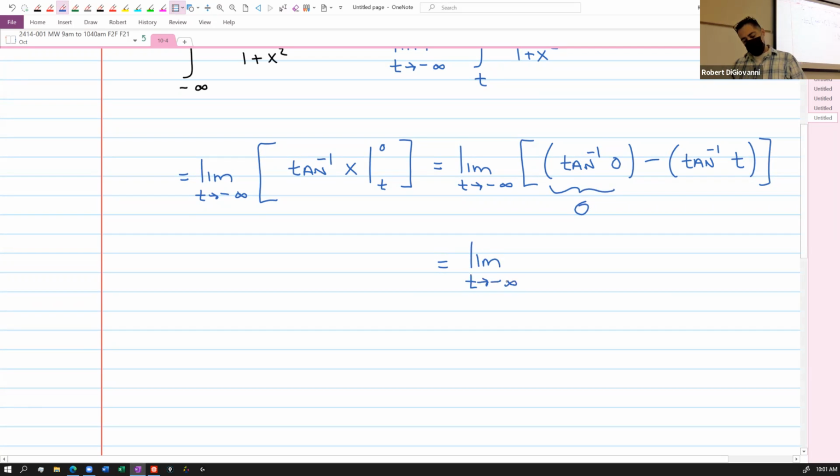So this part is going to be 0, which means now we're looking at the limit as t goes to negative infinity. And the only thing left is negative tangent inverse of t, right? Because that was 0. And now we do a limit. Think about what this is asking you. If this value of t starts to head to negative infinity, what is inverse tangent of that?